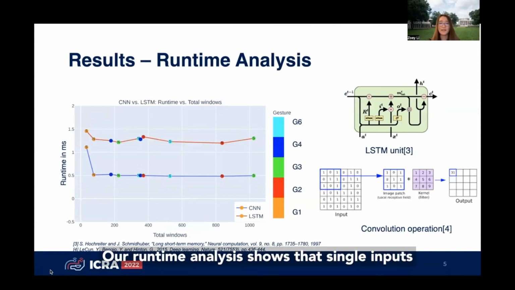Our runtime analysis shows that single input CNN takes less time than LSTM. This could be due to hundreds of hidden states within the 3 LSTM layers for our LSTM network that each must be computed sequentially. However, for the CNN, outputs from the convolutional layers can be calculated in parallel on the GPU.